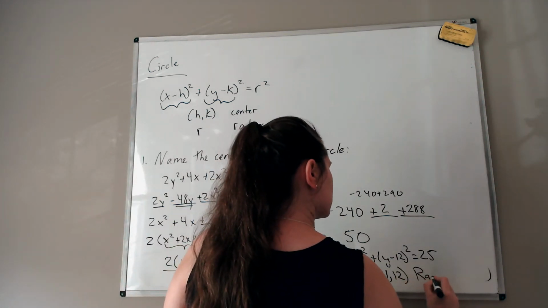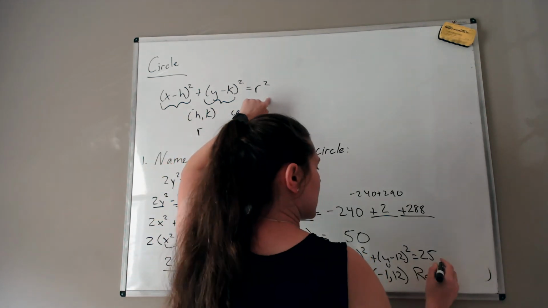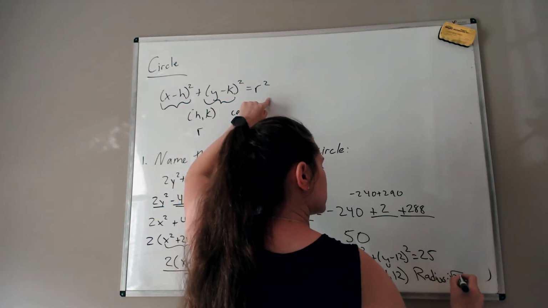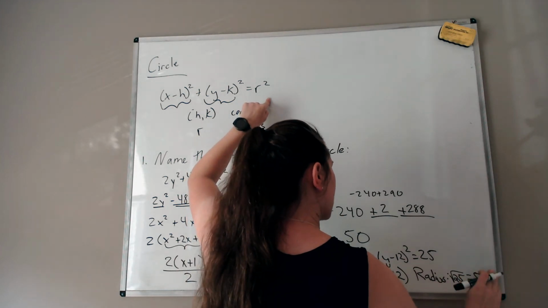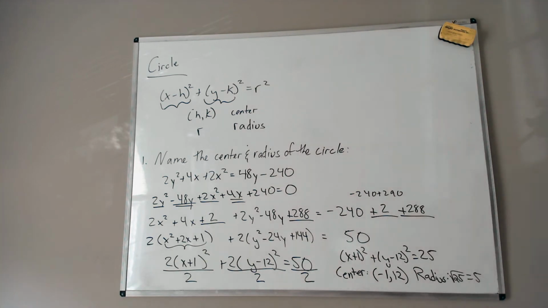And the radius, once you are in complete standard form, which is this form, you take the square root of this value, and the square root of 25 is 5. Okay, so that's number 1.